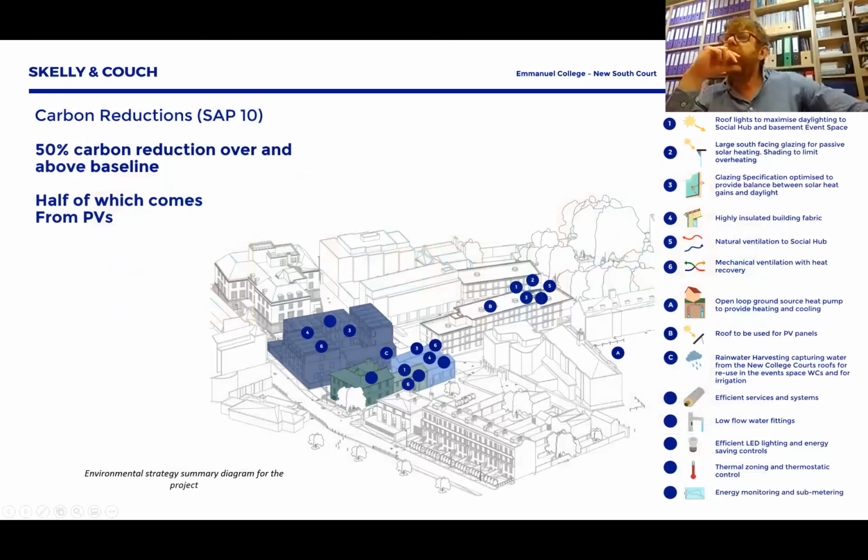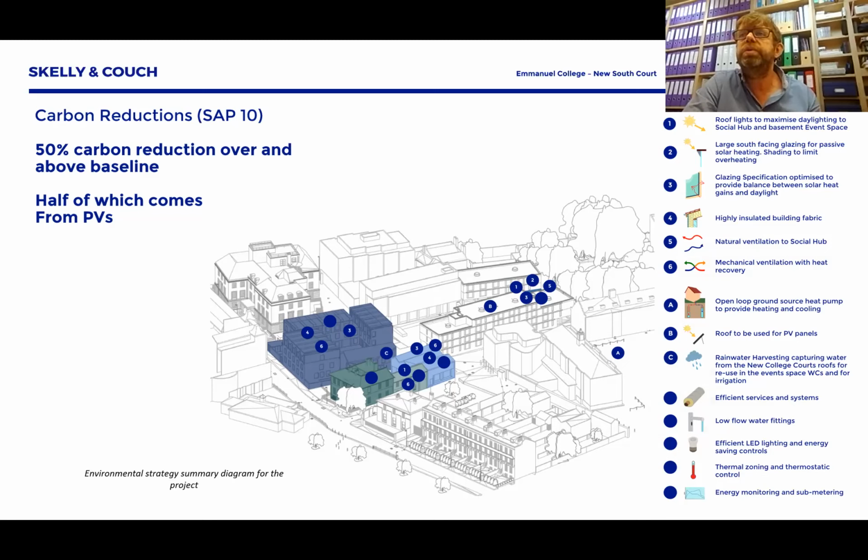So the sustainability strategy and the carbon reduction strategy is summarized by this slide. I'm not going to go through everything in detail, but essentially it's a fabric first approach. We're looking at the envelope and trying to reduce the energy used for heating, cooling, etc. And then we're trying to maximize passive design through maximizing daylight, solar heat gains, etc. And as Gavin said, that extends to the basement areas where we're looking to adapt those spaces in the future.